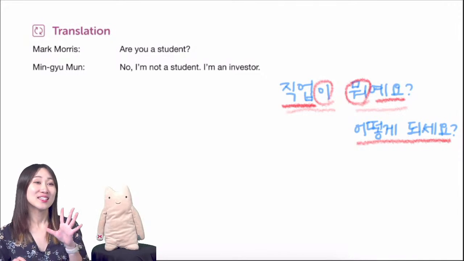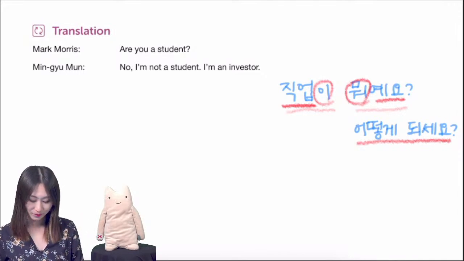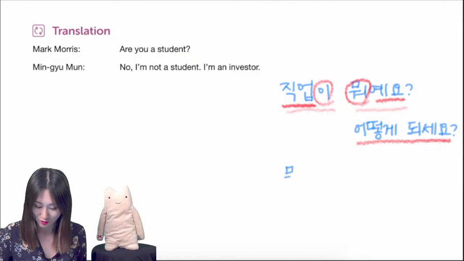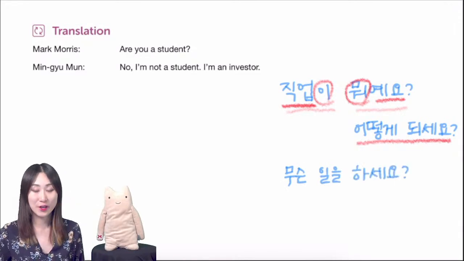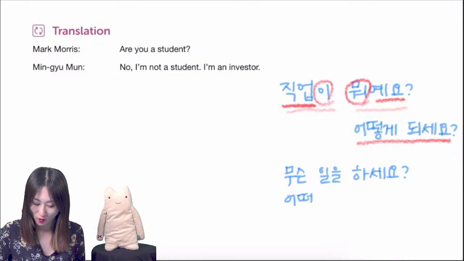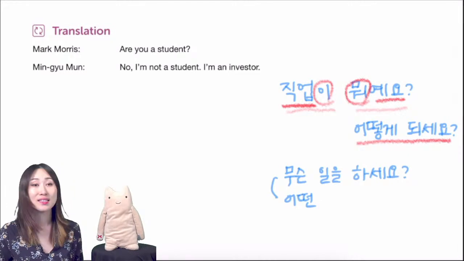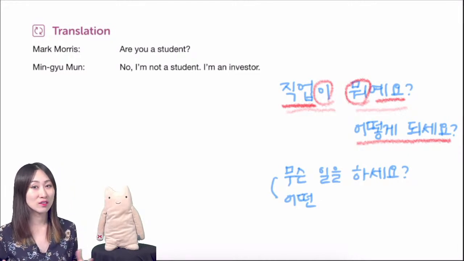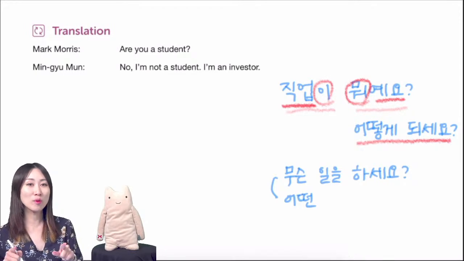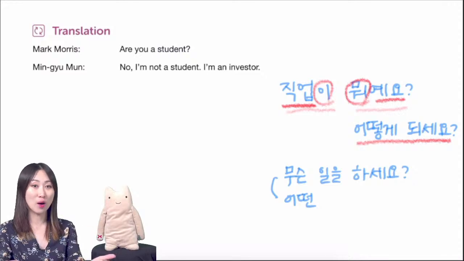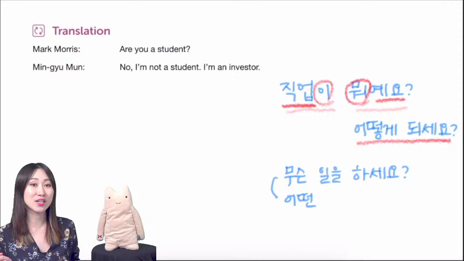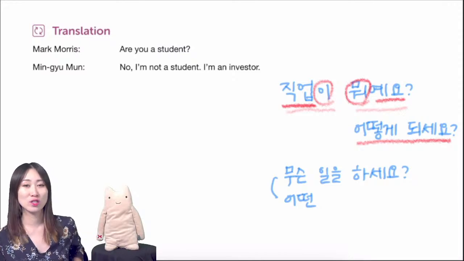Okay, and Katie, yes, there is another way to say what is your job, which is even better. 무슨 일을 하세요? 무슨 일을 하세요? Or 어떤 일을 하세요? This sounds like what do you do? In English, it sounds like what do you do? 직업이 뭐예요 is very direct. Or 직업이 어떻게 되세요? Both mean what is your job? What is your profession? But 무슨 일을 하세요? It sounds like what do you do? What do you do for a living?